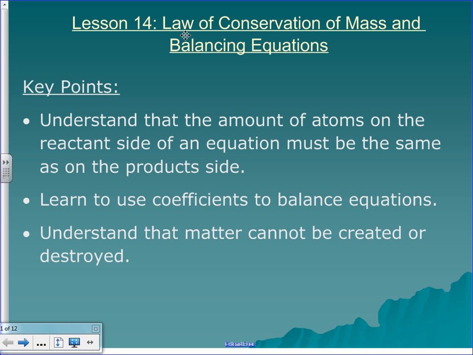Okay, just new. All right, so the point of balancing here, so key points for balancing is that we got to understand the amount of atoms on the reactant side of an equation must be the same as on the product side. That's the law of conservation of mass. We have to obey that. Okay.